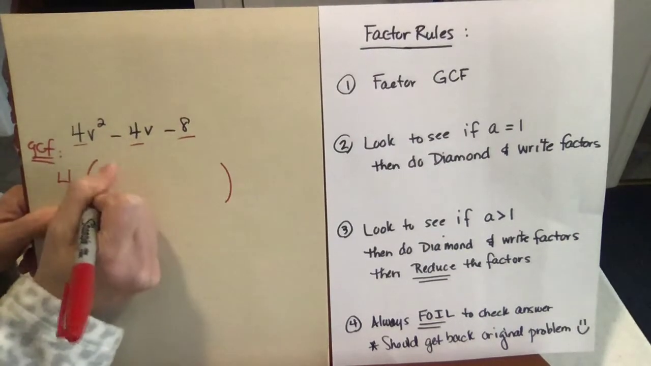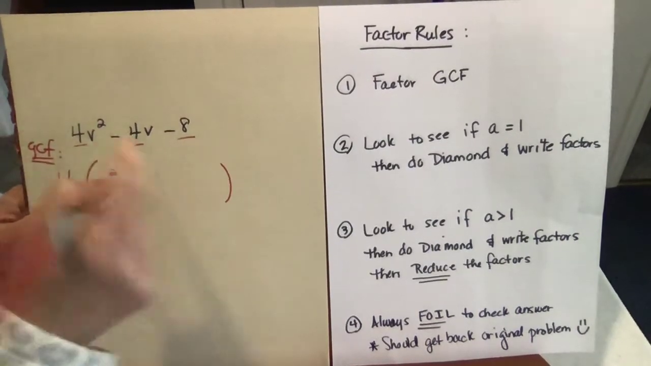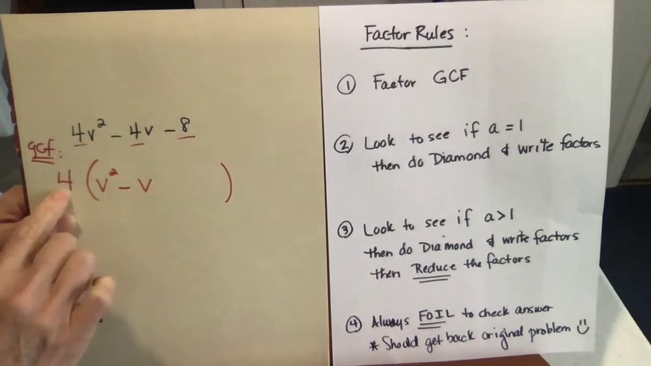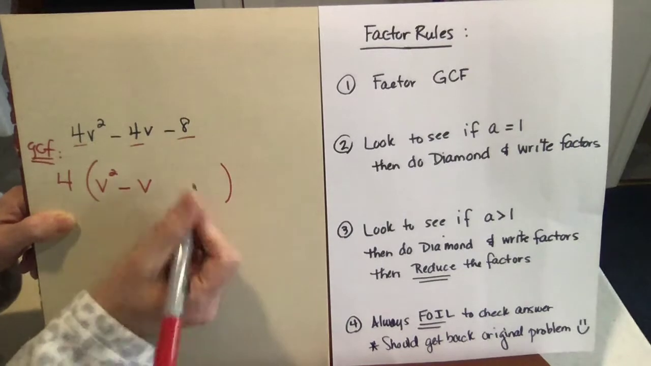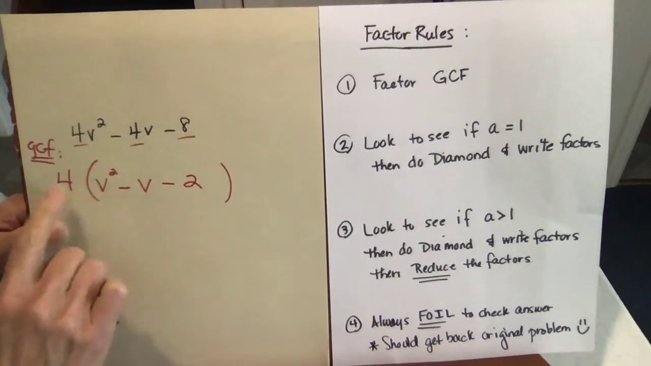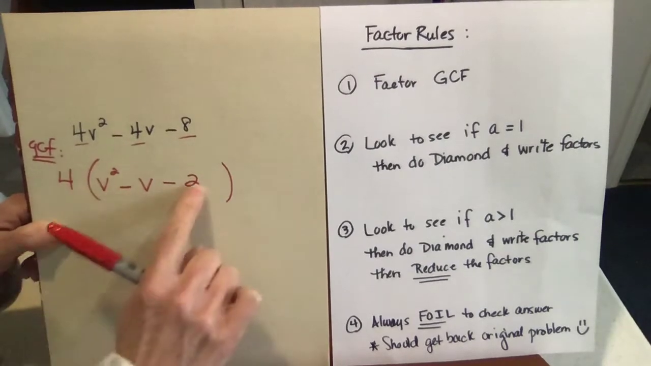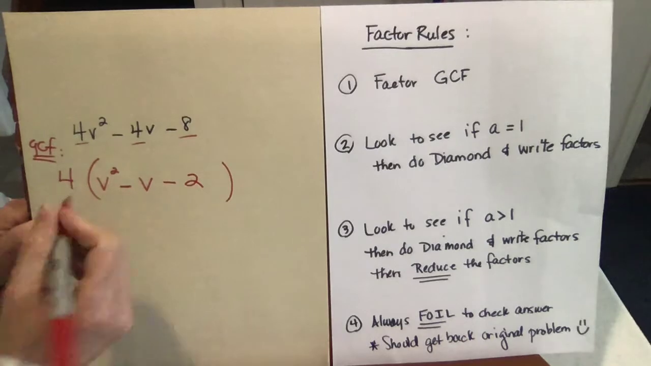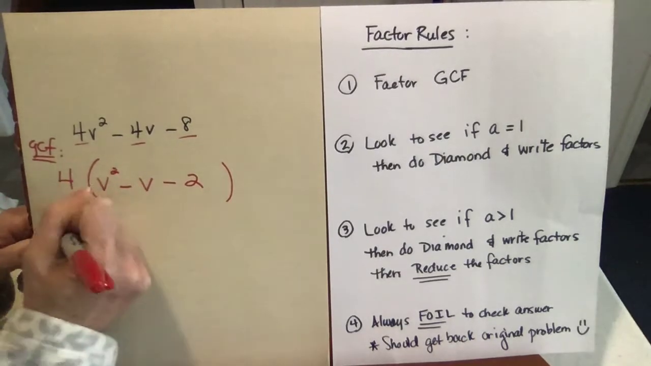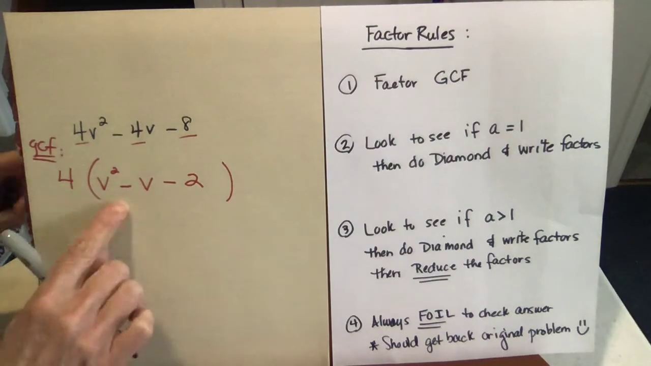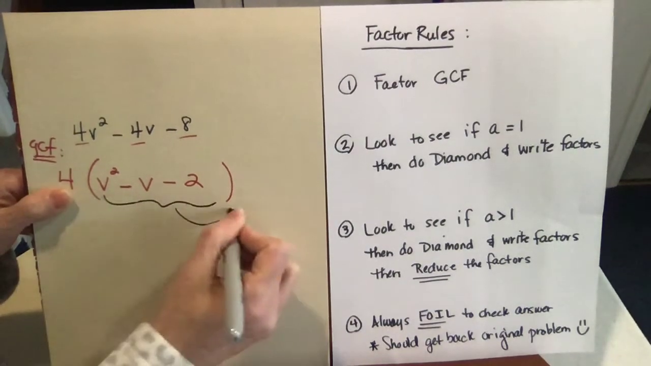Now what's left is v squared. 4 divides into negative 4v 1 time, so leaves us with minus v. And 4 divides into a negative 8, negative 2 times, so it looks like a minus 2. You have to keep this 4. 4 times this has not changed the value, it just looks different. So we keep our 4 out here. Okay, it has nothing to do with our diamond. Our diamond is only based on this.